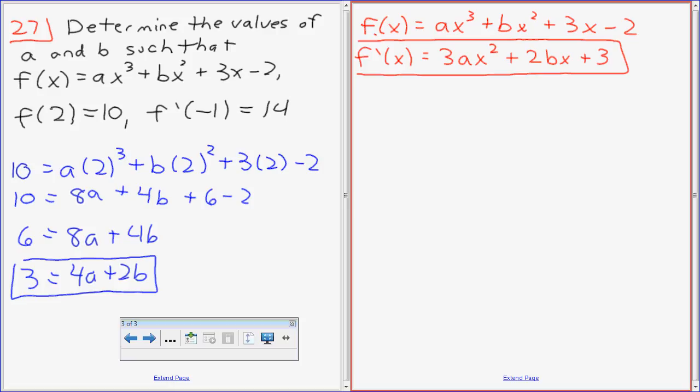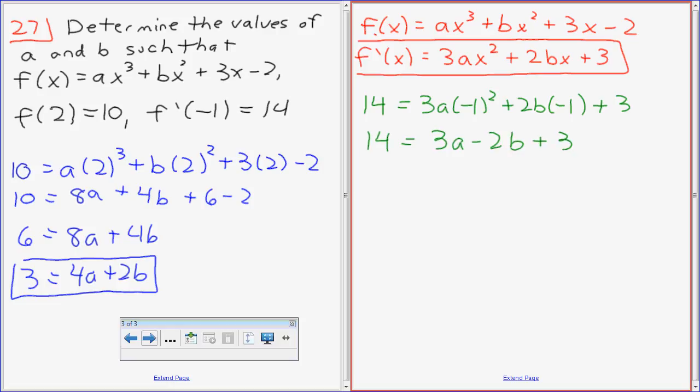Okay. All right, Noah. I know that f prime of negative 1 is equal to 14, so how does that help for this question, please? Yeah. So it's going to go 14 equals 3a times negative 1 squared plus 2b times negative 1 plus 3. And I'll neaten that up. So I have 14 equals 3a minus 2b plus 3.